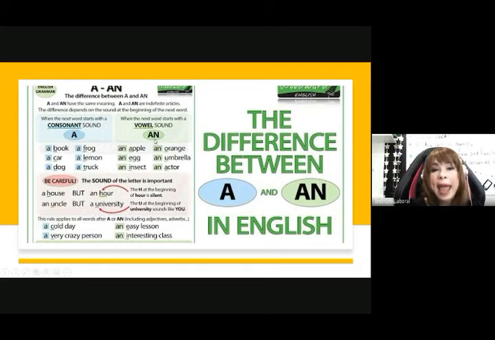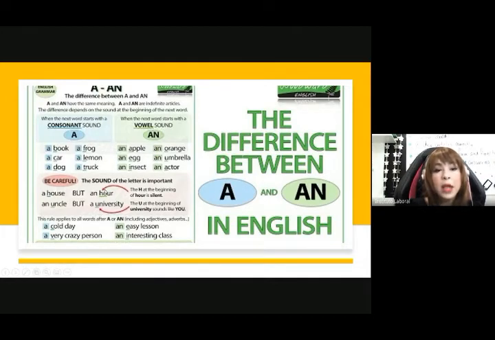So we use an when the next word starts with a vowel sound, like for example, an apple, an egg, an insect, an orange, an umbrella, an actor. We use an when the word starts with a vowel sound.